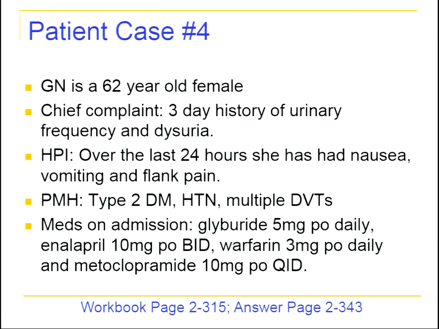Patient case number 4 then is related to urinary tract infections. So this is GN. GN is a 62-year-old woman, and she presents to the clinic with a 3-day history of urinary frequency and dysuria. Over the last 24 hours, she's had nausea, vomiting, and flank pain. She has type 2 diabetes, hypertension, and a history of multiple DVTs, and she's currently receiving glyburide, enalapril, warfarin, and metoclopramide.